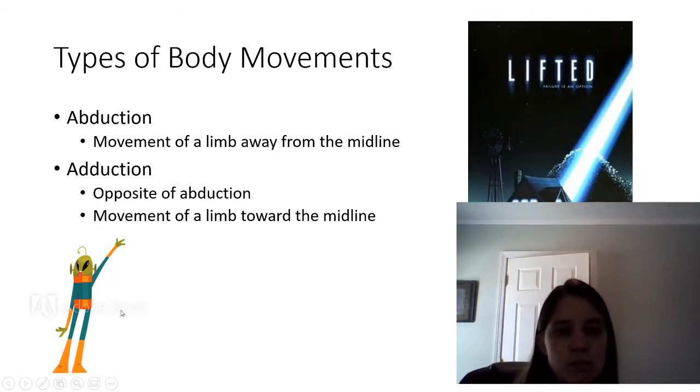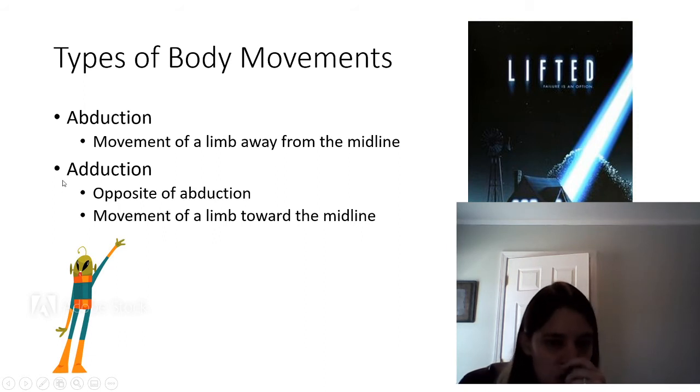Abduction is moving a limb away from midline. You can think of alien abduction. This is an alien. It's abducting its arm, right? This limb is going away from midline. Midline here, lifting up and away. Adduction is the opposite. It's moving the limb back down towards the midline.